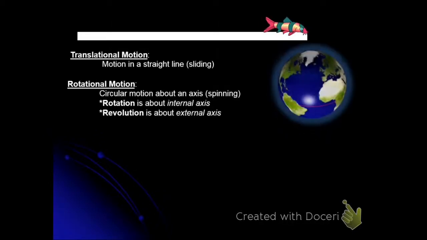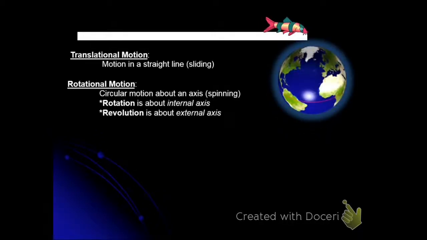Just to get two quick terms out of the way, a rotation is an object that is spinning about an internal axis, like the Earth rotating on its axis to spin around, causing day and night, versus a revolution is about an external axis, like the Earth going all the way around the Sun, where the axis of rotation is the Sun, which is outside of the Earth, and that's what causes the year to go by.